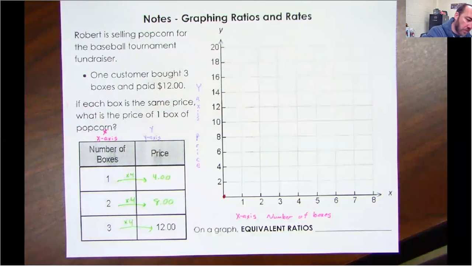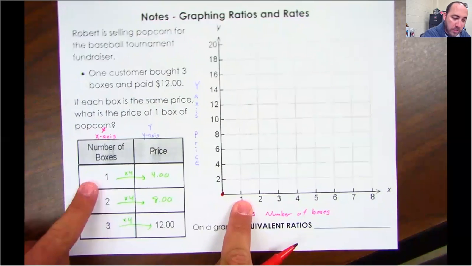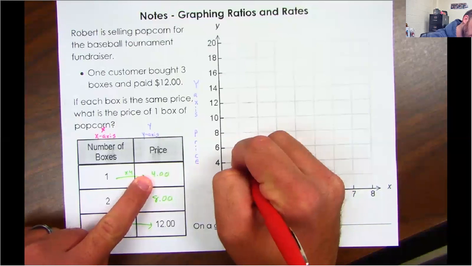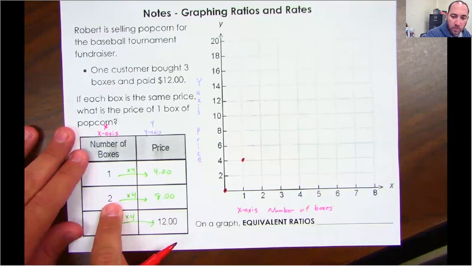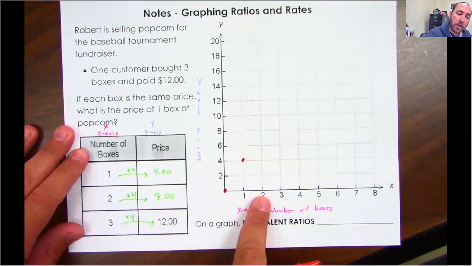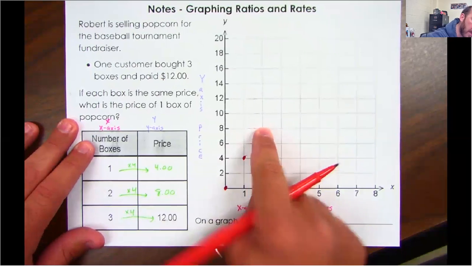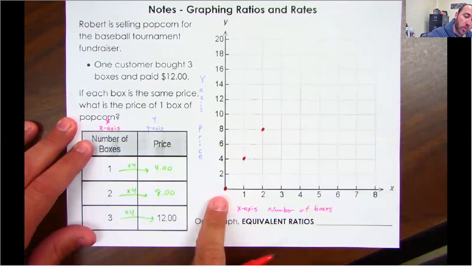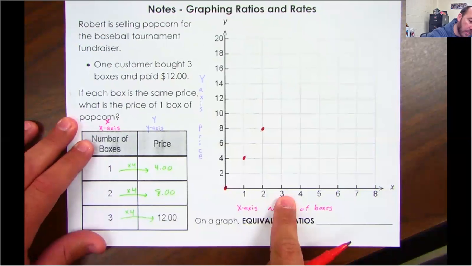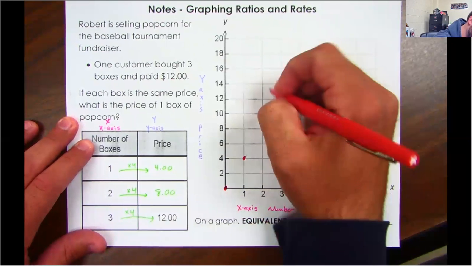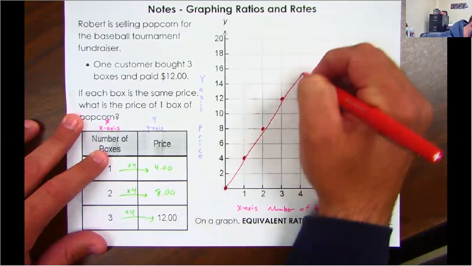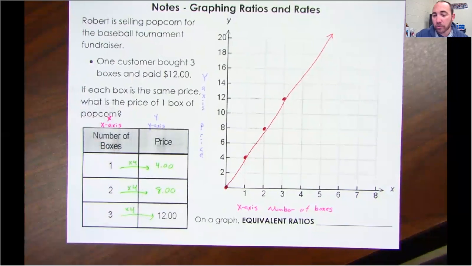All right, so we all agree. If you buy no boxes, it costs you no money. If you buy 1 box, it's going to cost you $4. So I went over to 1 box, up to $4. 2 boxes cost $8. So here's the number of boxes. I went to 2, and then for the price, I went up to 8. 3 boxes is $12. So I went to 3 boxes here on the X-axis, and then I went up to 12 for the price. Connect the dots. You'd have a nice linear graph.